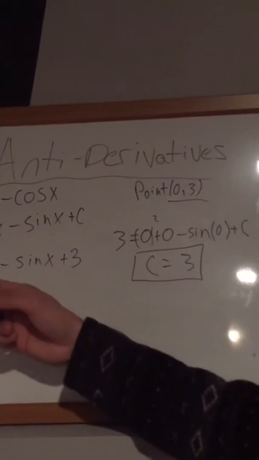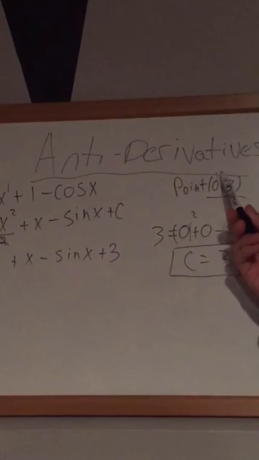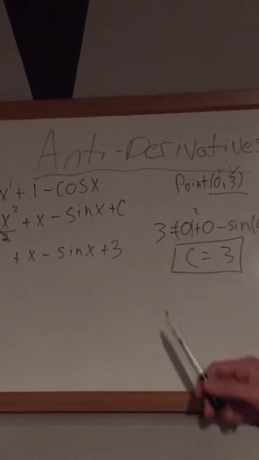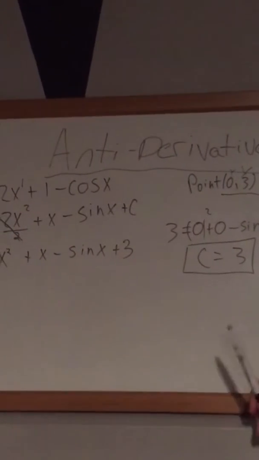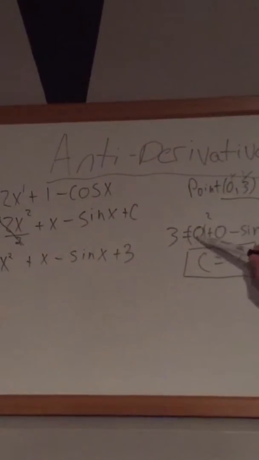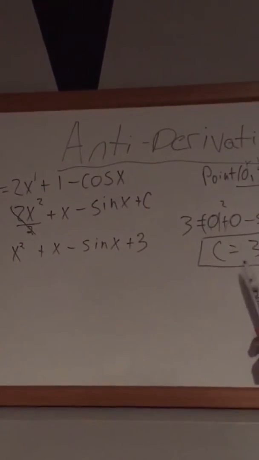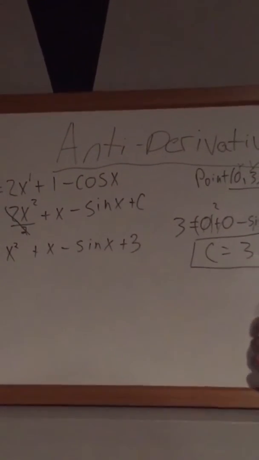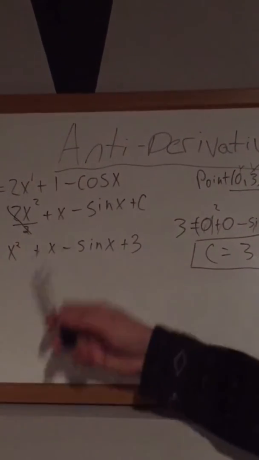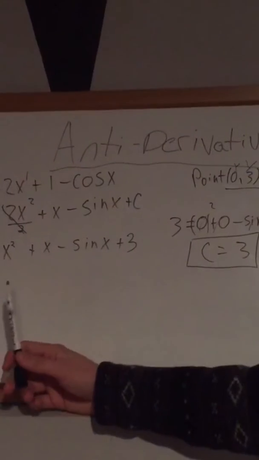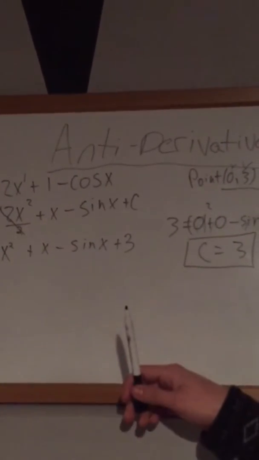When you do that, you set x equal to 0, and that's y. So it's 3 equals 0 squared plus 0 minus sine of 0 plus c. All of this is just 0, so you're just left with 3. So c equals 3. Now that you know c, all you have to do is rewrite the equation: f of x equals x squared plus x minus sine x plus 3. And that's the original function.